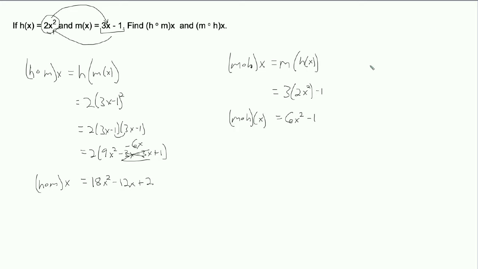So we looked at addition of functions, subtraction, multiplication, division, and composition of functions.